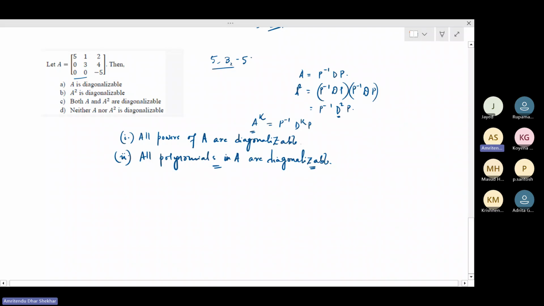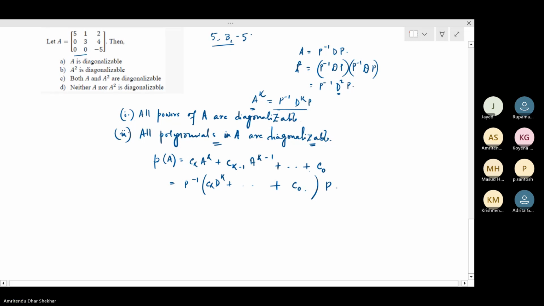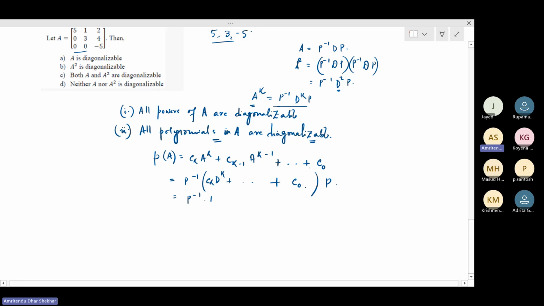Why? So if you have any polynomial of the form c_k A^k plus c_{k-1} A^{k-1} up to c_0, if this is a polynomial in A, then by this formula, this is just equal to P inverse, and then you have this entire expression, which is c_k D^k all the way to c_0, times P, which is just P inverse times this polynomial evaluated on the diagonal matrix times P.